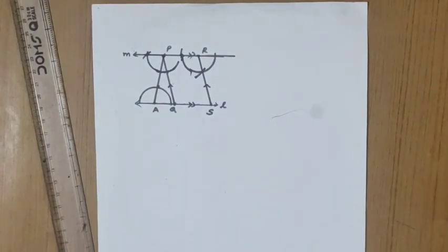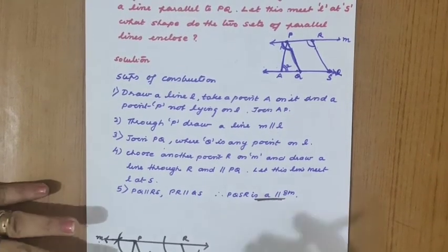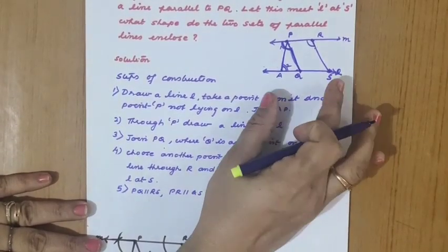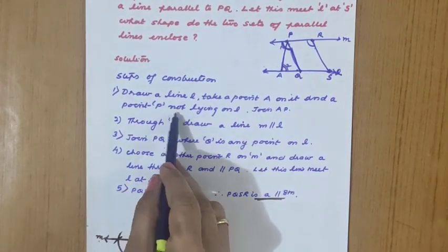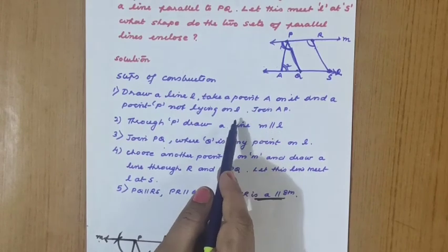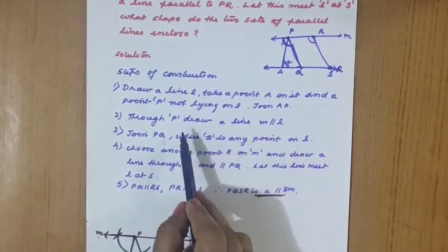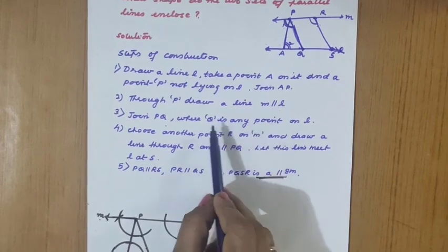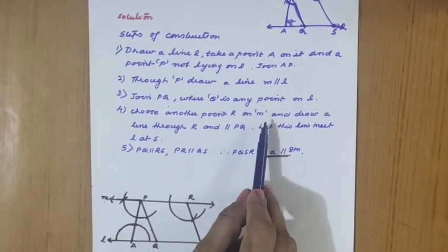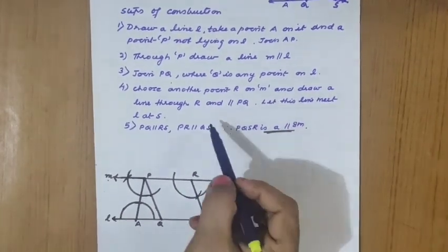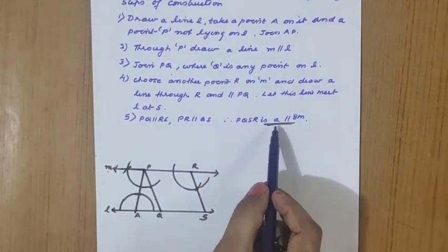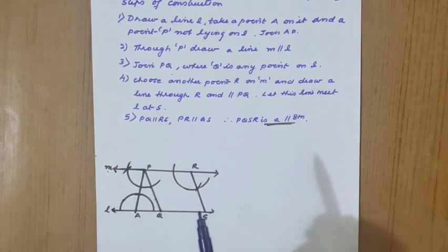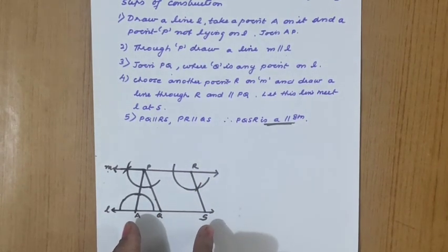Now let us read the steps all together from the beginning onwards. So steps, first you should have a rough idea, so a rough diagram to be drawn. Then next steps of construction. So draw a line L, take a point A on it and P not lying on L, join AP. Through P draw a line M parallel to L, join PQ, Q is a point on L and R is a point on M. Through R draw a line parallel to PQ. Now what is the shape of the diagram we are getting? We are getting a parallelogram because two pairs of opposite sides are parallel. So the diagram is clear.